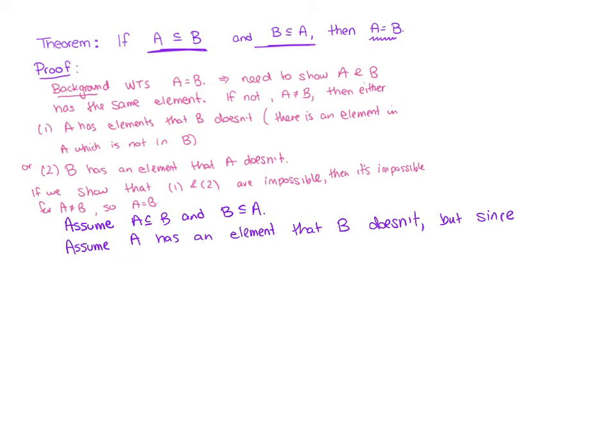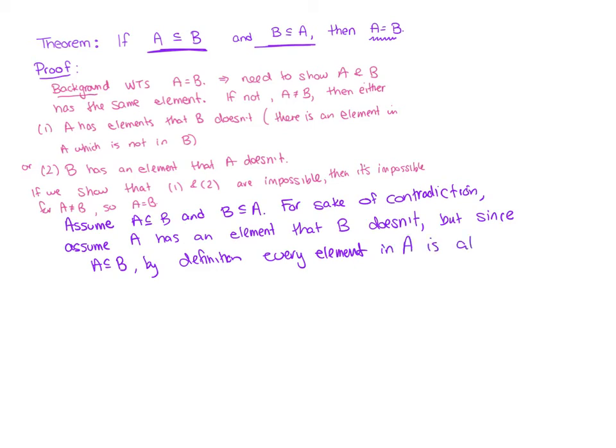Now what I'm doing is I'm sort of trying to show that it's impossible for this to not be true. So that's called a contradiction. So I'll say for sake of contradiction, kind of filling in some details here as we need them. For sake of contradiction, assume that A has an element that B doesn't. But since A is a subset of B, by definition, every element in A is also in B. I don't know what I wrote right there. Should have been a comma. So that's impossible.